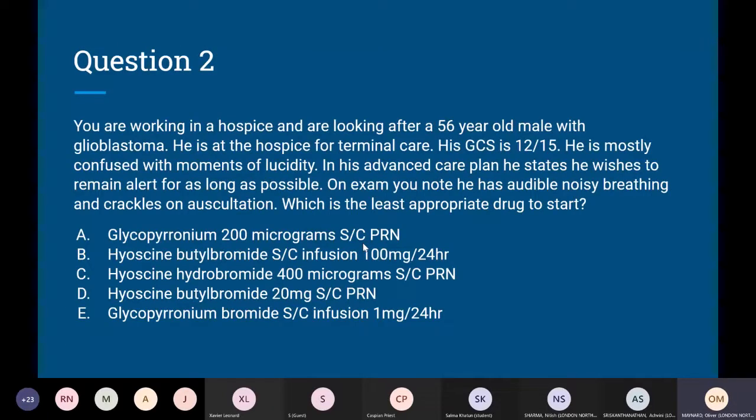Brilliant. So we move on to question 2. I'll open the poll for question 2. You're working in a hospice and looking after a 56-year-old male with glioblastoma. He's at the hospice for terminal care. His GCS is 12 out of 15. He is mostly confused with moments of lucidity. In his advance care plan, he states he wishes to remain alert for as long as possible. On examination, you note he has audible, noisy breathing and crackles on auscultation. Which is the least appropriate drug to start in this circumstance?